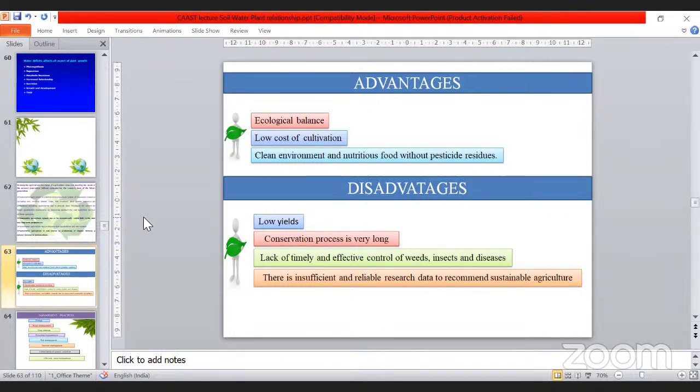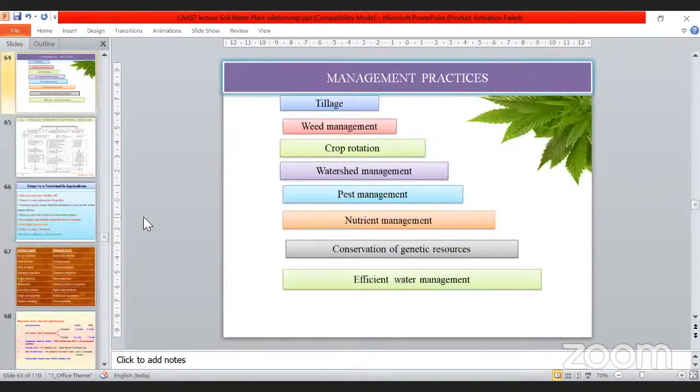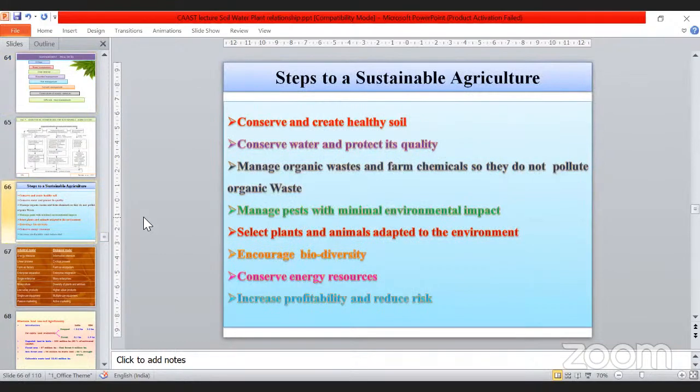There is a lack of timely and effective control of weeds, insects and diseases, and insufficient and unreliable research data on recommendations. Now the data is available, and everybody can know how we can do this. So management practices are various: tillage, weed, crop protection, watershed, pest, nutrient, conservation of genetic resources, and efficient water management. All these practices we have to follow, and we have to go for sustainability with various steps.